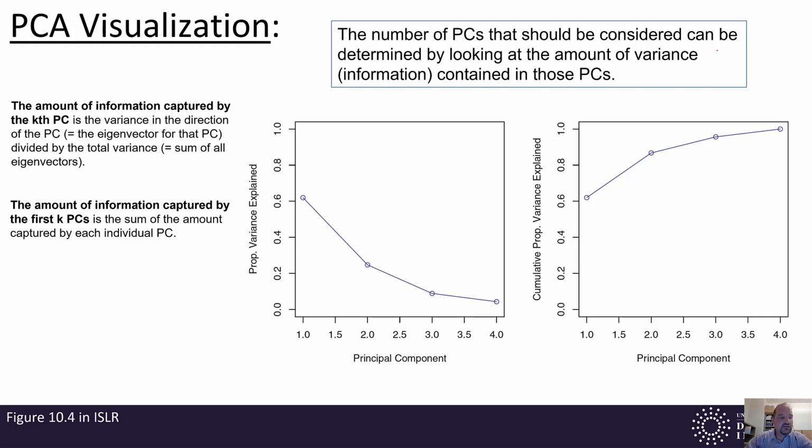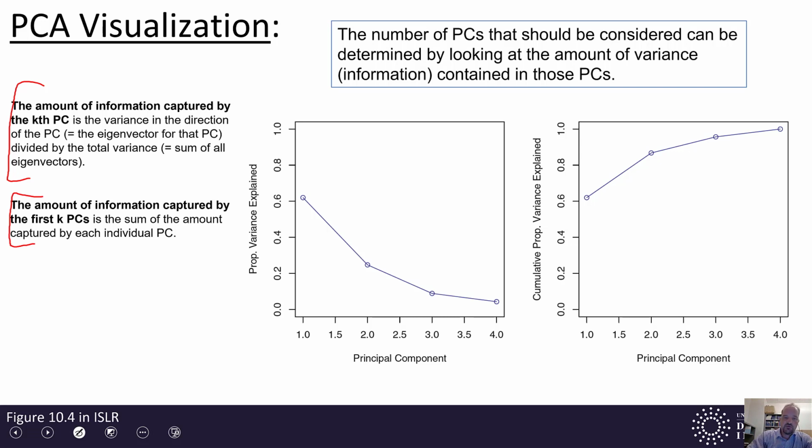That's a lot easier to do when the native dimension of our data is 256. So the way we tell if our first K principal components, maybe K is 5, capture a lot of the variance, is we look at the amount of information captured by the kth PC, and that's the amount of variance in the direction of that PC divided by the total variance. That's the percent of information, or the percent of variance, captured by that PC. Then we look at the first K PCs collectively. It's the sum of the proportion of information captured by each individual principal component.